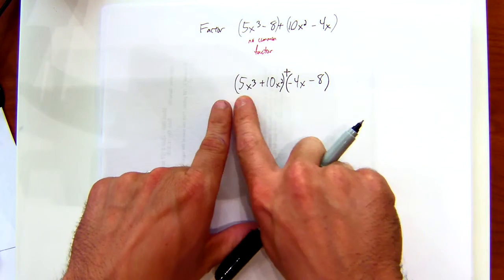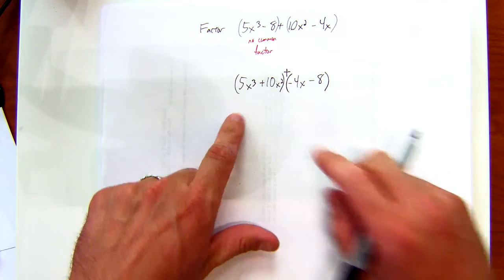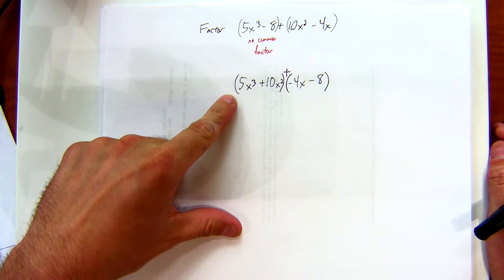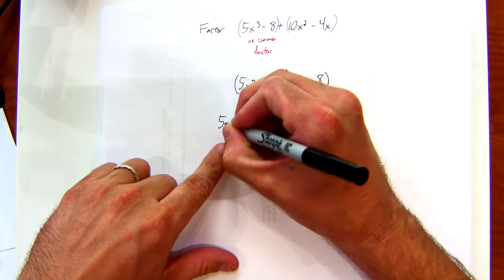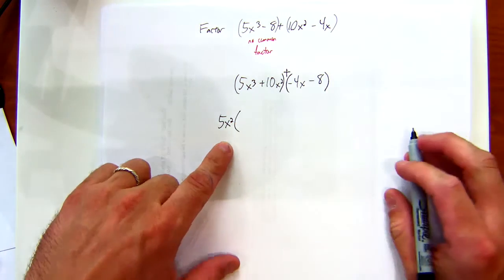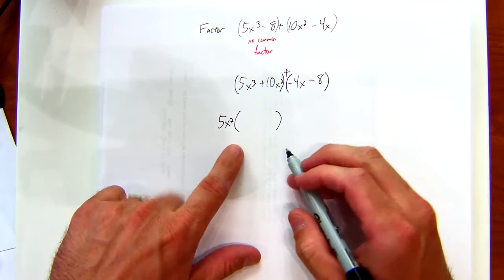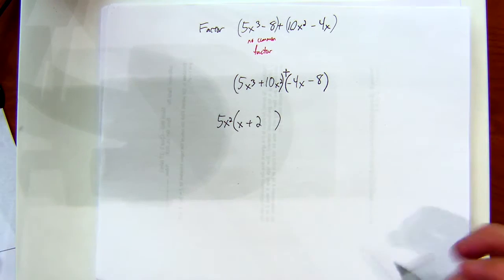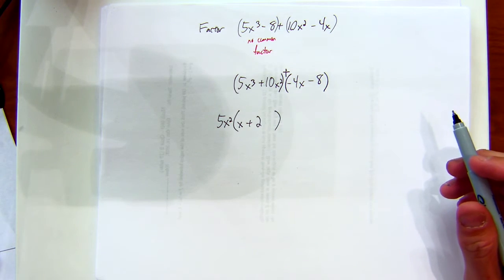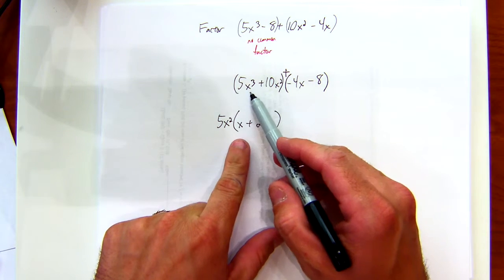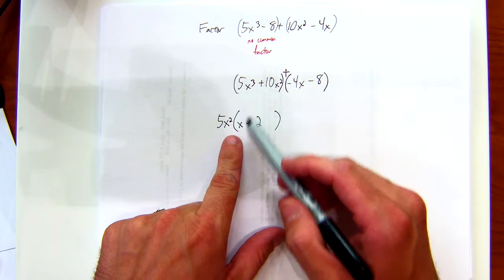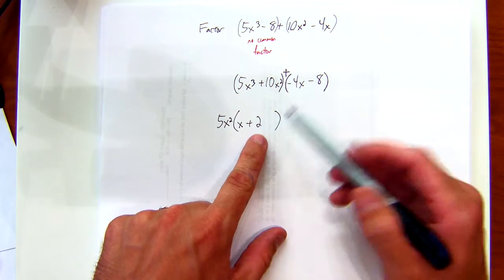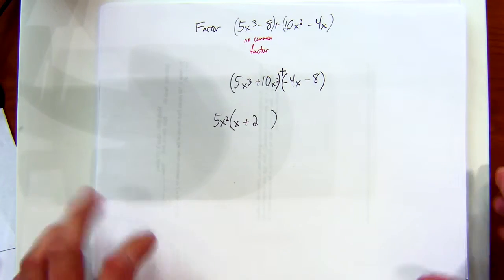Now, what is the common factor in the first group? 5. So let's factor out a 5x squared. What am I going to have left? X plus 2. Everyone see that? So 5 comes out, x squared comes out, I'm left with an x. 5 comes out, that leaves me with a 2. X squared comes out, that leaves me with just a 1.